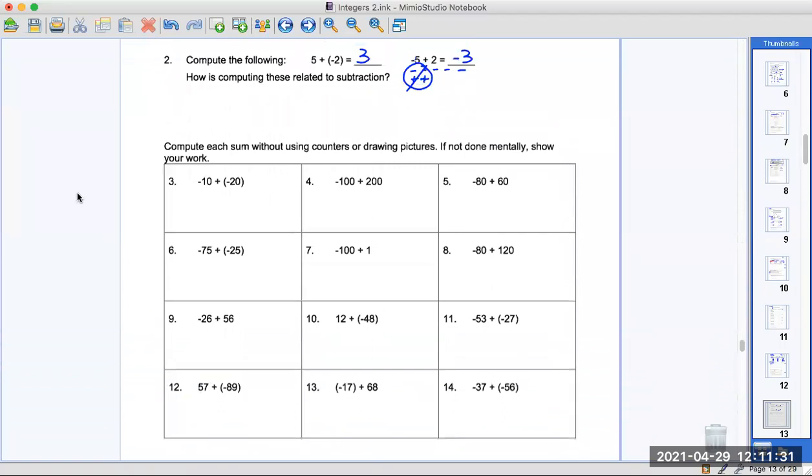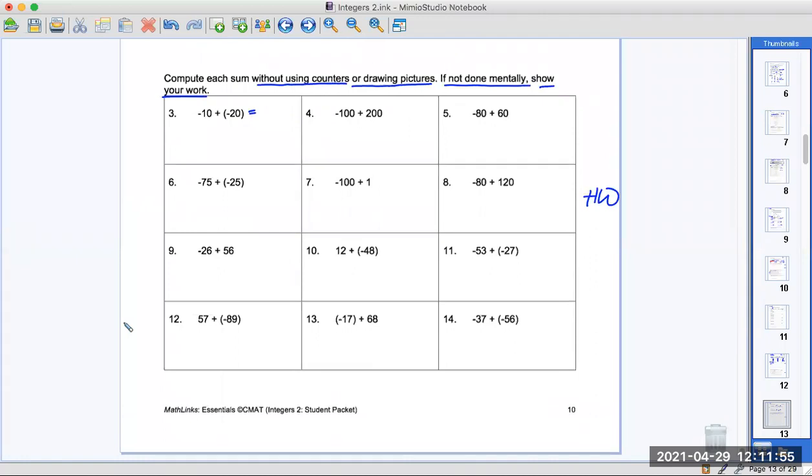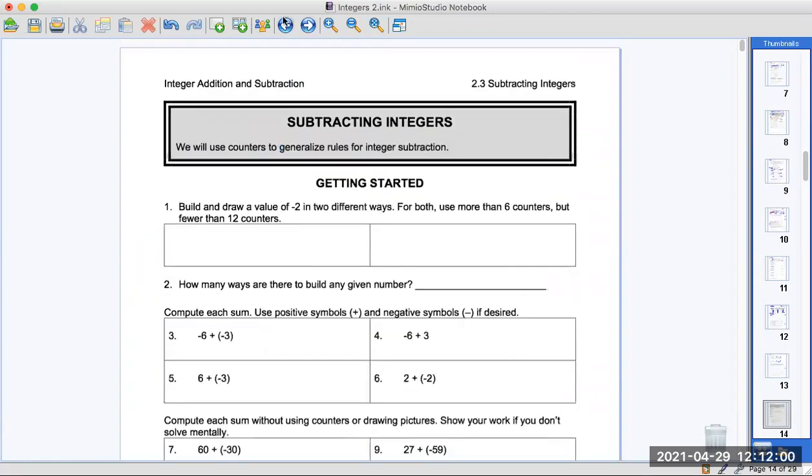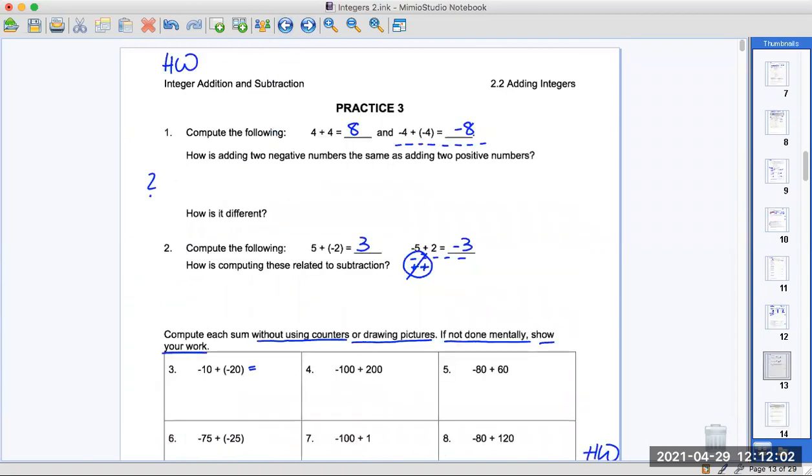Okay, on this page, you have big numbers. So you can think of ways to compute each sum without using counters or drawing pictures. If done mentally, show your work. So I want to see how you did that, how you got these answers. Okay, this is all homework. That's page 10. And that's the last page for this lesson. Page 11 is our new lesson. So good luck to you guys.